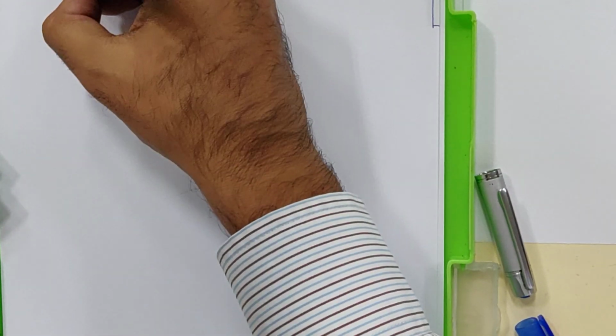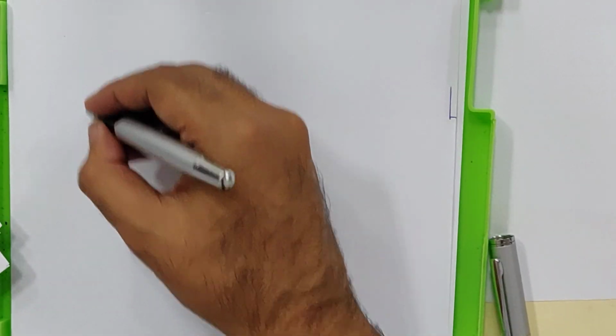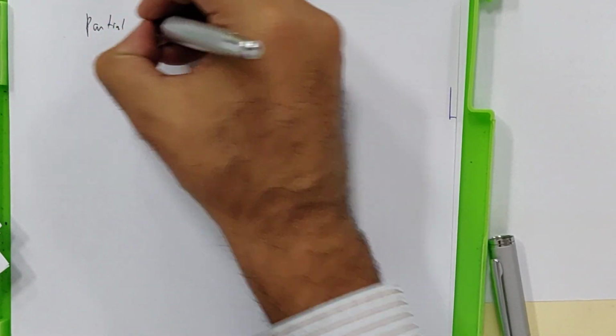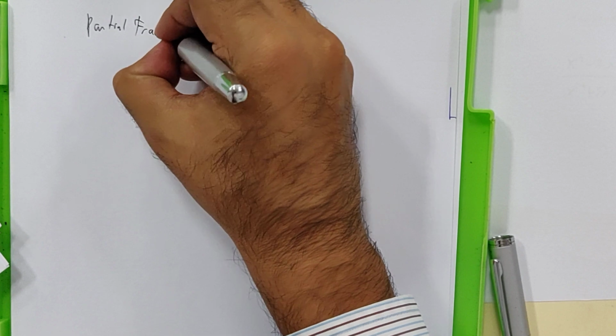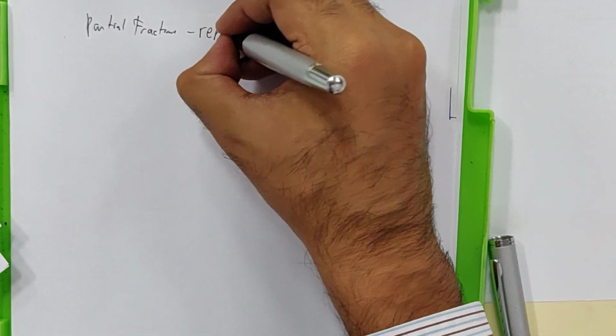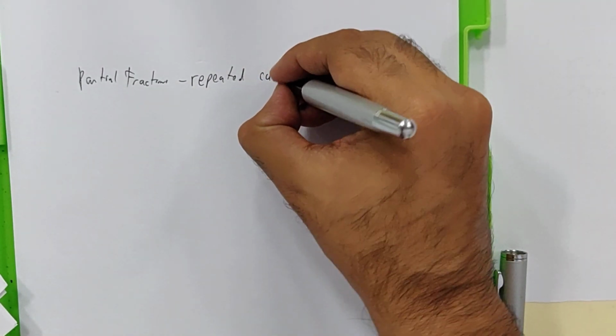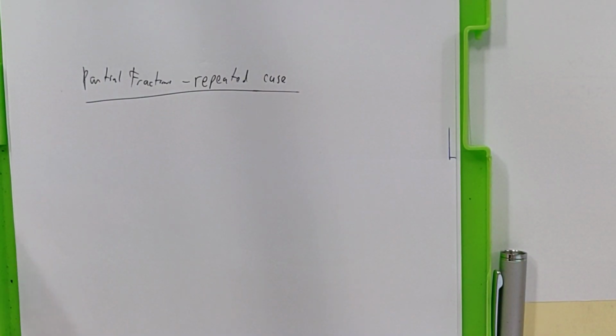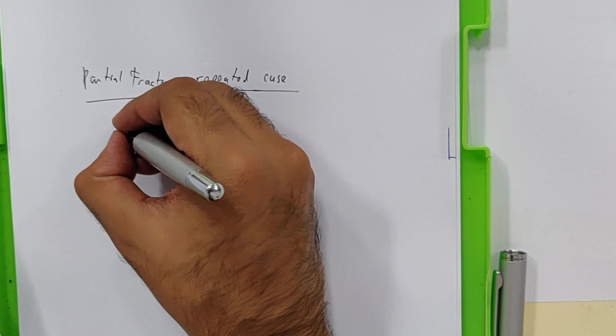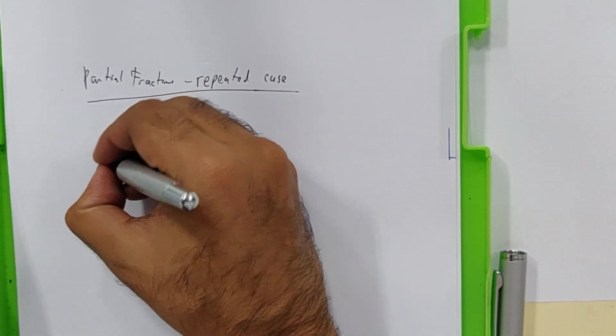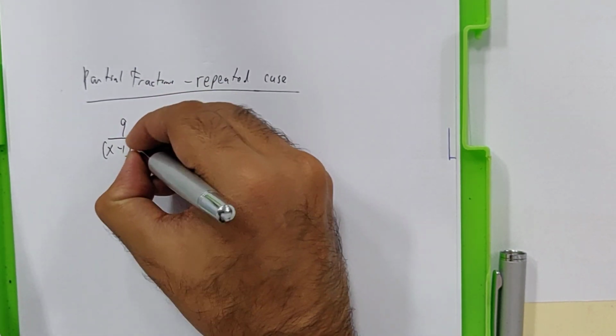Okay, class, next one, partial fractions. We are still in partial fractions. A little repeated case. So let's say you got yourself 9 over (x minus 1)(x plus 2) squared.